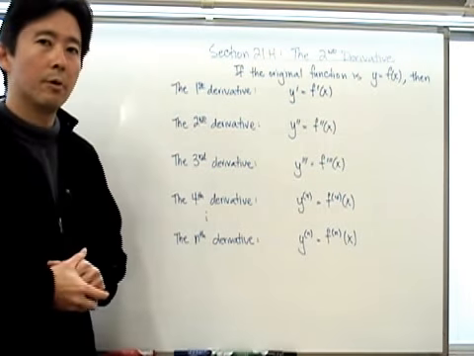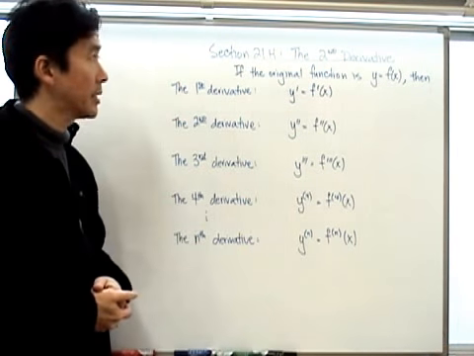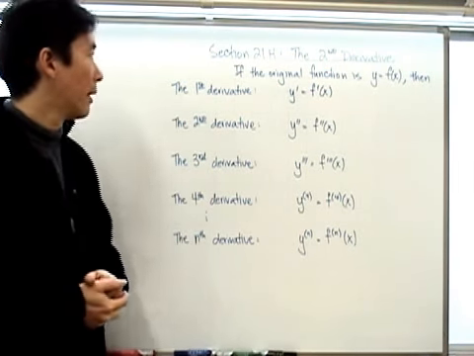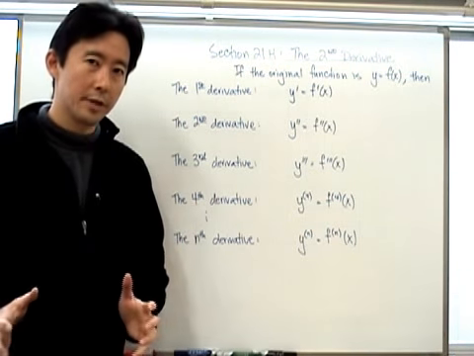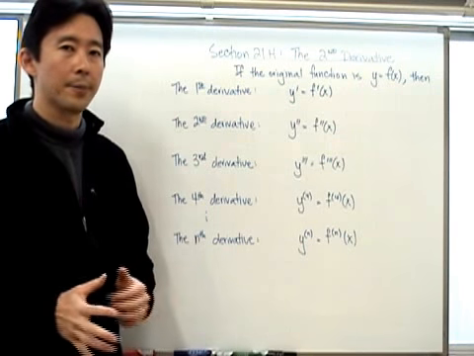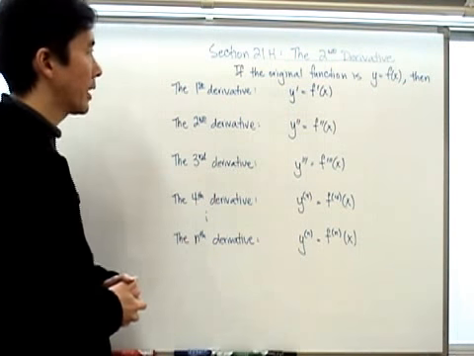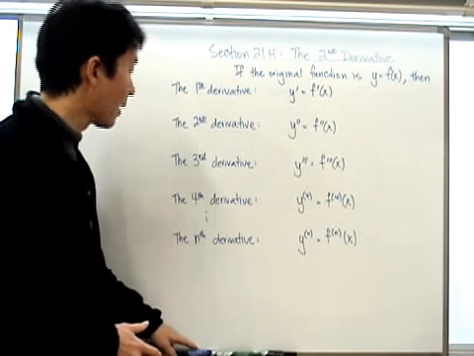Okay, hello everyone. What we'll do today is take a look at section 21H, which is the second derivative. Now let's start off here. It says if the original function that you have is y equals f of x, then we can always calculate the first derivative, which is what we've been doing this entire chapter.